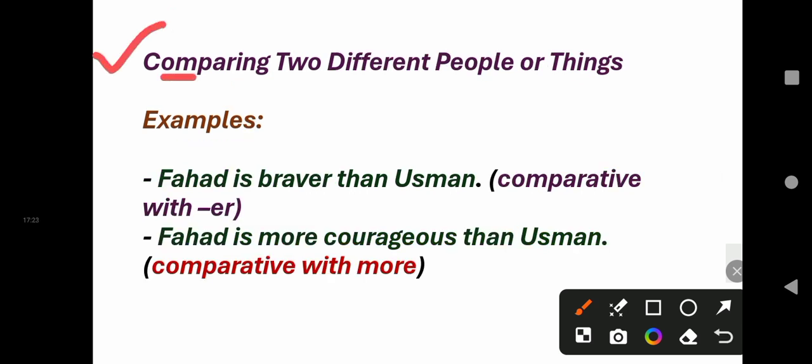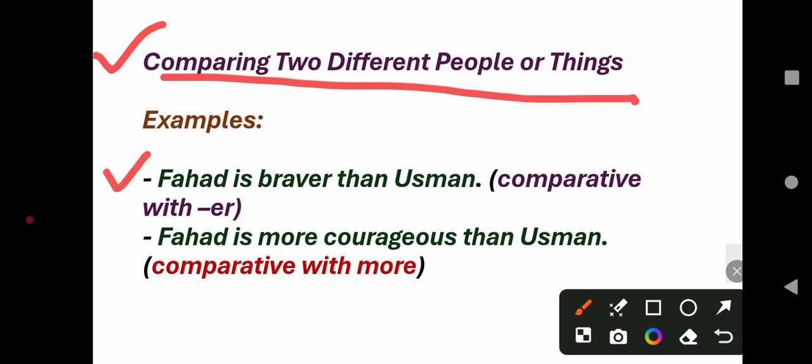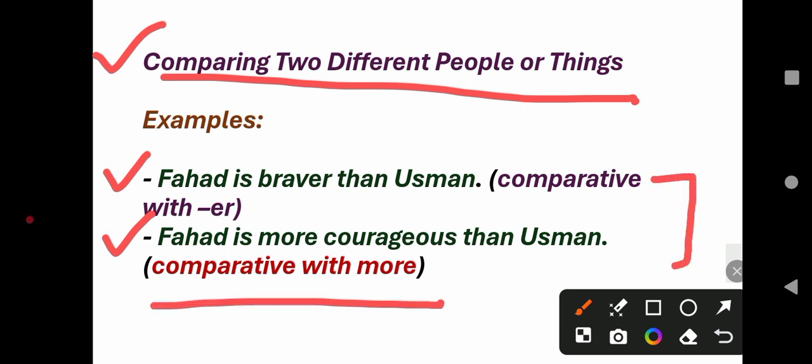Comparing two different persons or things. When comparing two different people or things, we use either the comparative form with er or more. For example, Fahad is braver than Usman. Fahad is more courageous than Usman. We are comparing two different people, Fahad and Usman, so we can use either the comparative form with er or more to make the comparison.